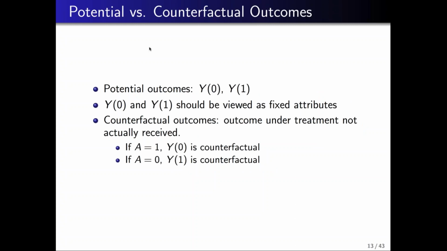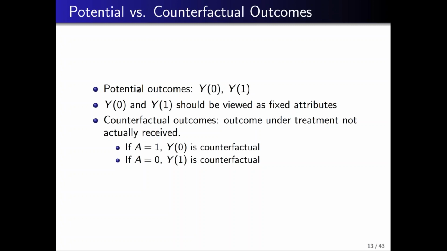Sometimes we use the words potential outcomes, and sometimes you hear the words counterfactual outcomes. One way I think about it is the potential outcomes are Y0 and Y1, both of these. One of the take-home messages is that we think about Y0 and Y1 as being fixed attributes of the individual. They're just like your genes, just like baseline covariates in a clinical trial. They're fixed attributes of you: whether you would live under no treatment and whether you would live under treatment. That's a really important aspect of causal inference.